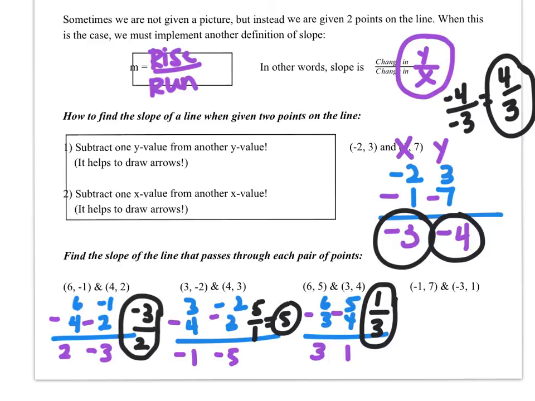And the last one, -1, 7, and -3, 1. Subtract. -1 minus -3. So -1 plus 3 is 2, and then 7 minus 1 is 6. So my slope is going to be 6 over 2, which equals 3. There you go. That's a review of slope.